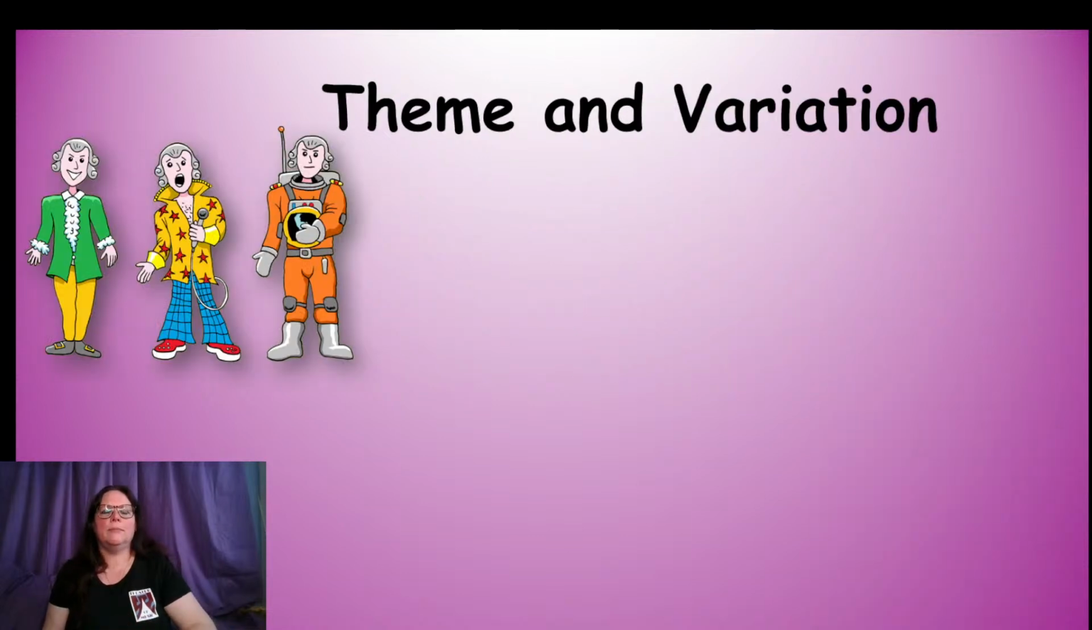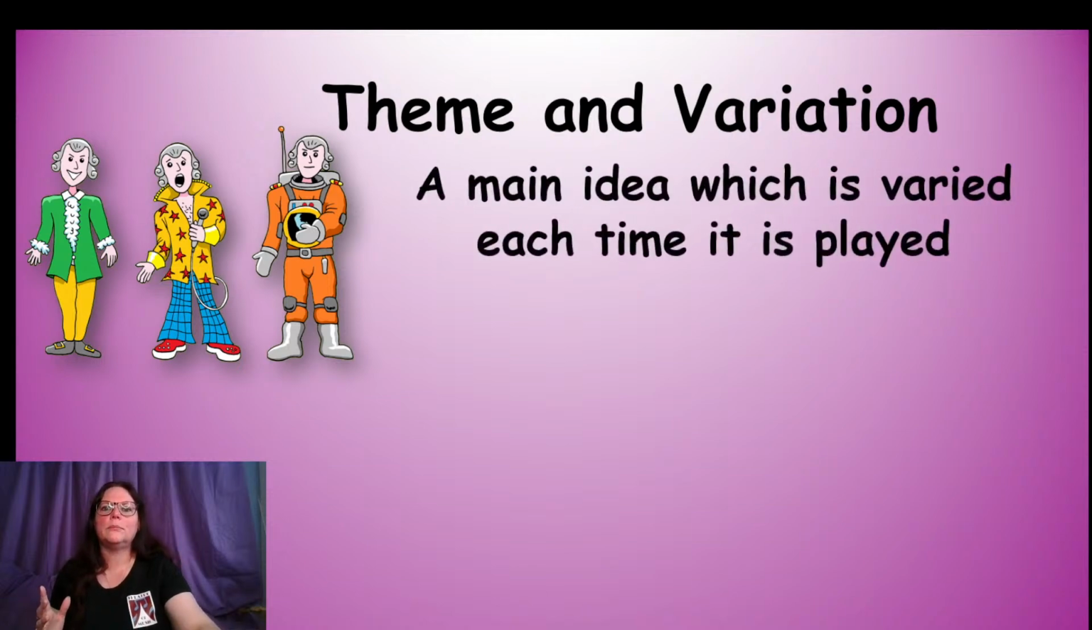So next, I love this one. Look at our little mini Mozart at the top there. So you can see Mozart as he would normally be dressed. And then we've got like a rock star mini Mozart. And then, I don't know, is that an astronaut? Mini Mozart, dressed completely different. Theme and variation, you may be getting an idea here. So it's a main idea which is varied each time it's played.